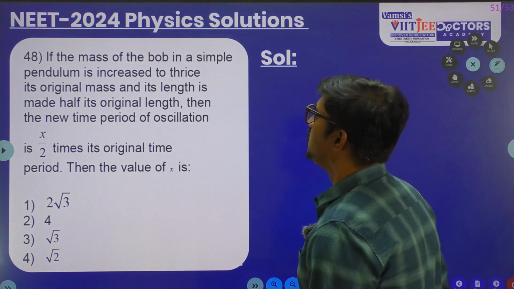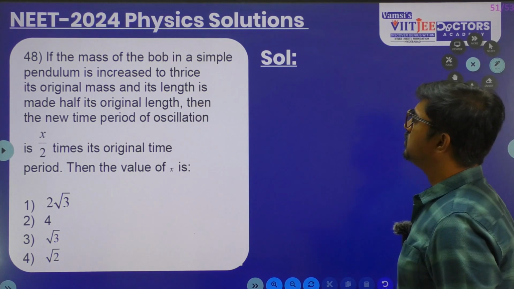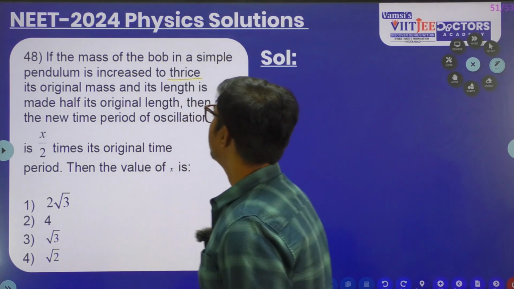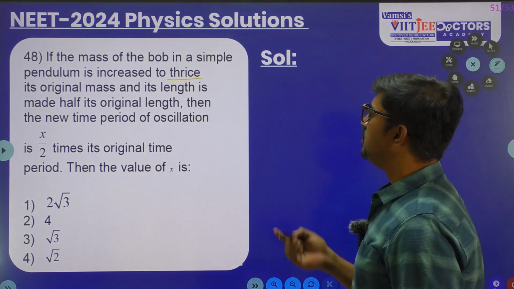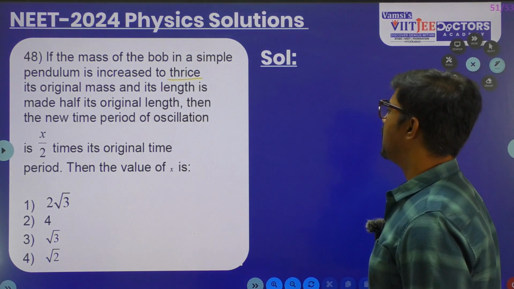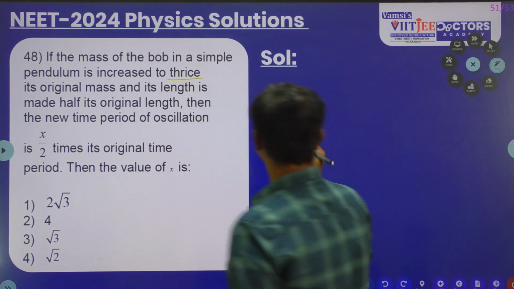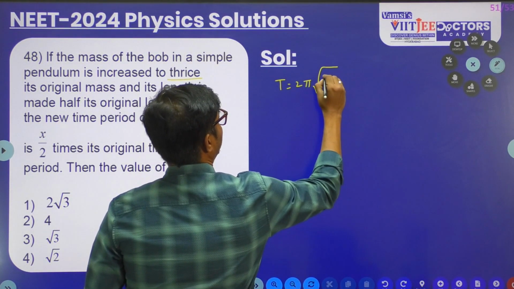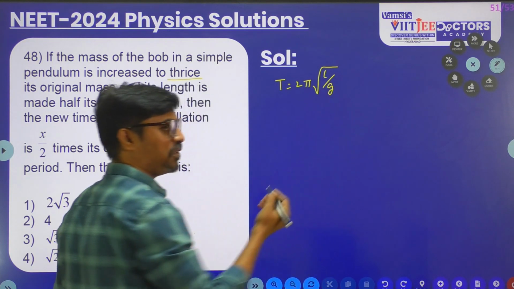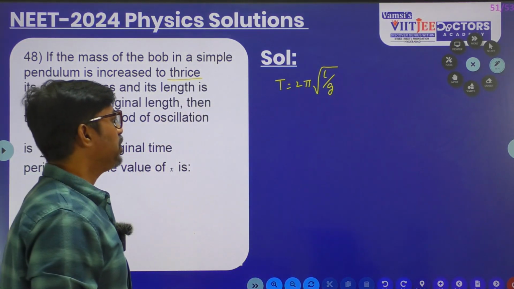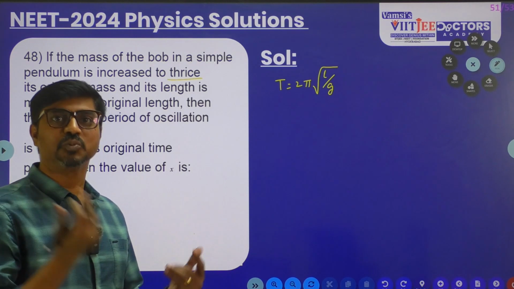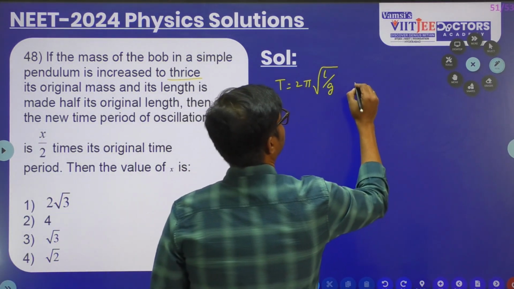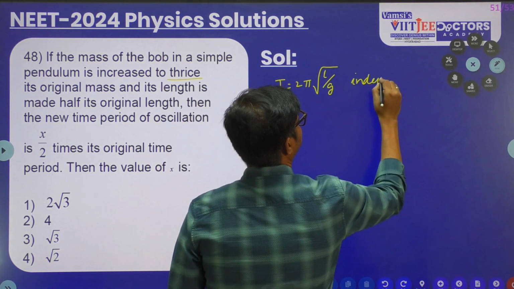Okay, now let's look at the 48th question. The mass of the bulb in a simple pendulum is increased to thrice its original value and its length is made half the original length, then new time period is. So if you look at the time period, time period equal to 2 pi into root over L by G. Some students have written 2 pi into root over M by K. That is for spring, right? It is for simple pendulum they are talking about. So you see the time period is independent of mass.